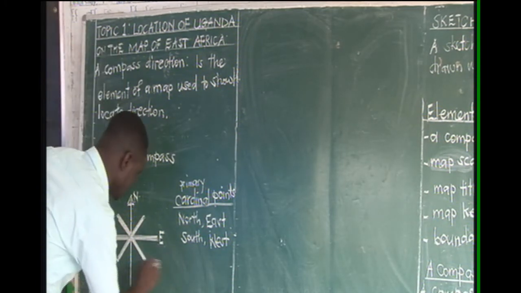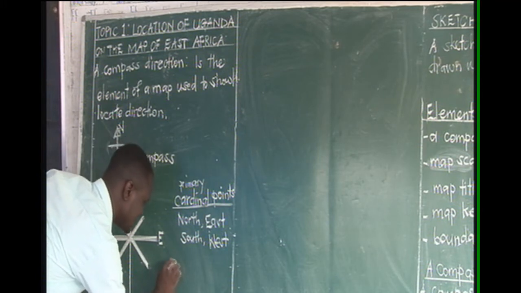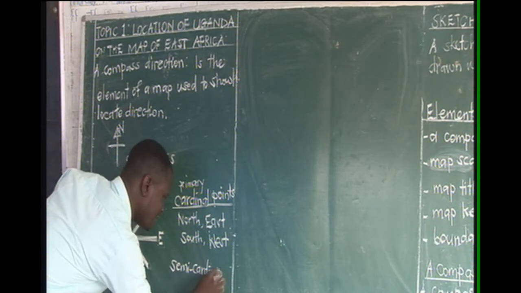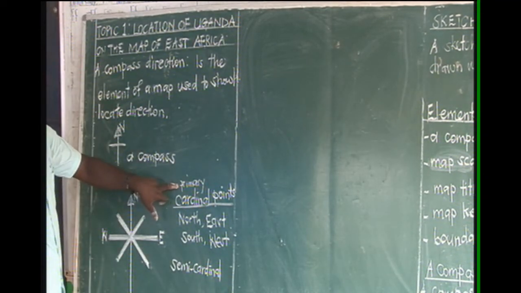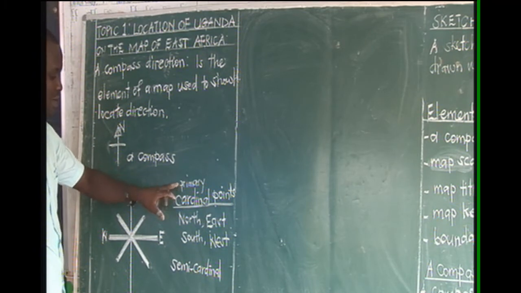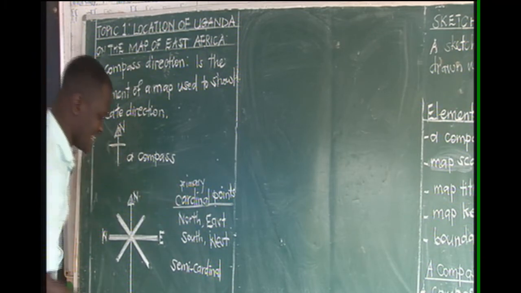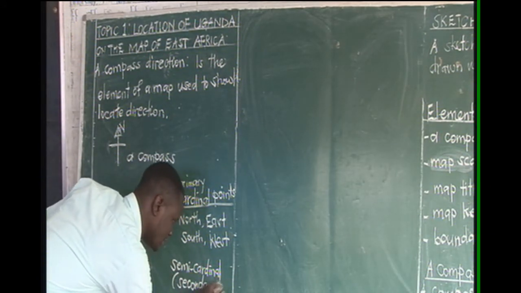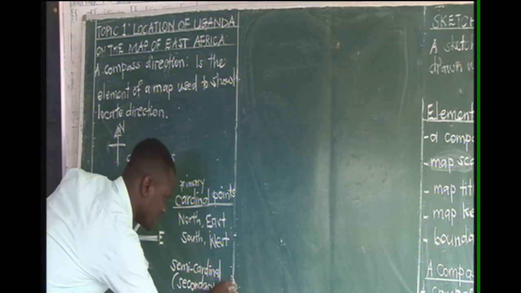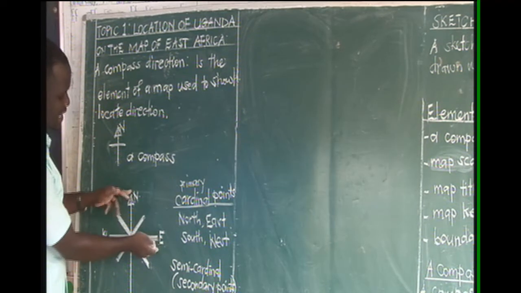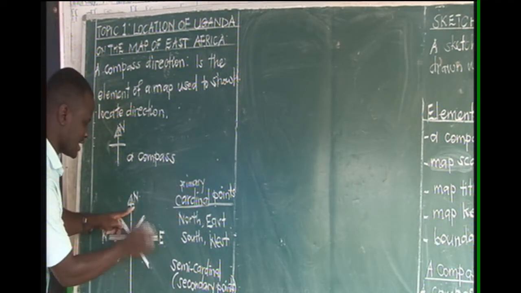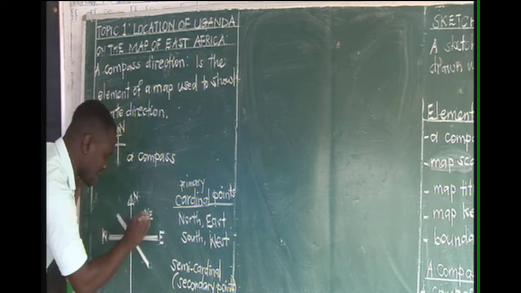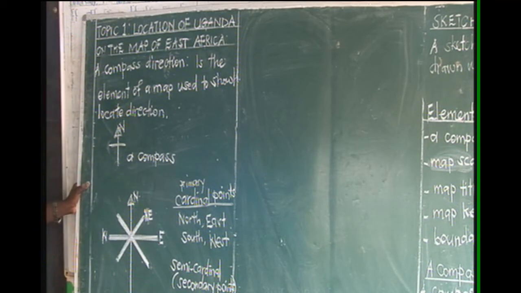So our answer is, these ones are the ones that we are going to call semi-cardinal. Semi-cardinal. If we can't use semi-cardinal, then we can say secondary. Not again primary. These are now the ones we call secondary points. Let's look at their examples. We are saying between the north and the east, this one gives us the name northeast. Very simple. Between north and east, we shall have northeast as a compass direction.